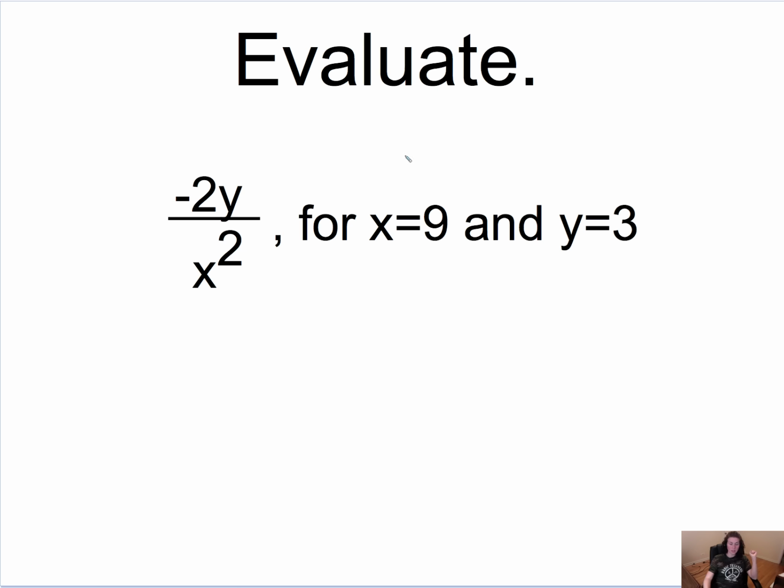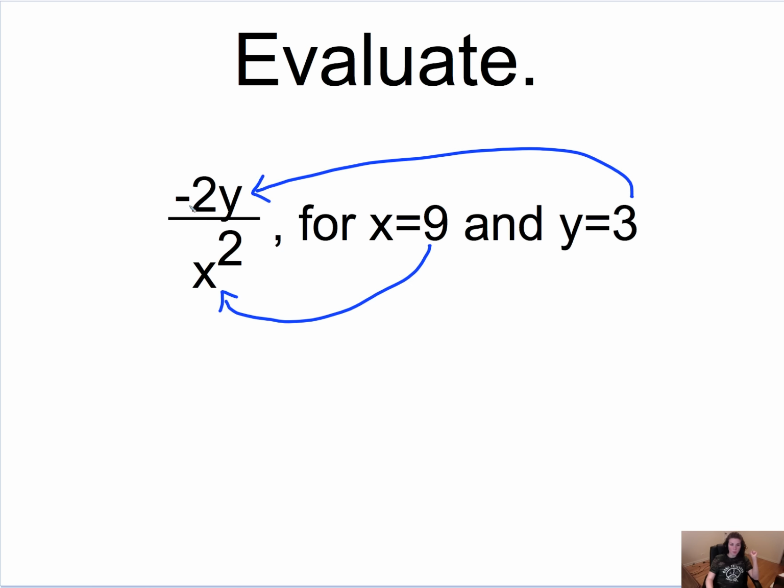All right, moving on to the next thing. Evaluate. We've done a lot of this. So it says evaluate negative 2y over x squared for x equals 9 and y equals 3. So remember when you do this, you're just plugging in place of the x, you're going to put a 9, and in place of the y, you're going to put a 3.